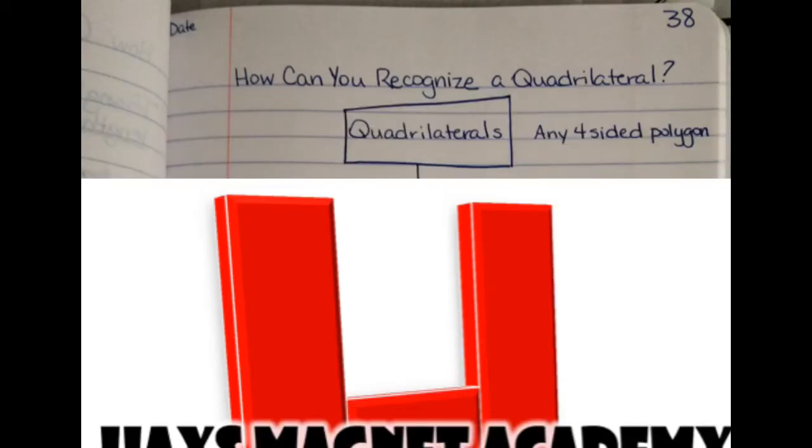Okay, and we're going to kind of draw a concept map here. So your first little box that you're going to fill in right here, write the word quadrilateral and then draw a rectangle around it. Any four-sided polygon is a quadrilateral. A square, a rectangle, a rhombus, a trapezoid, those are all quadrilaterals. They all have four sides.